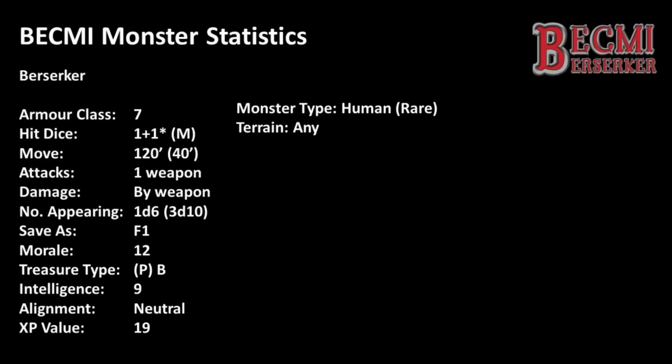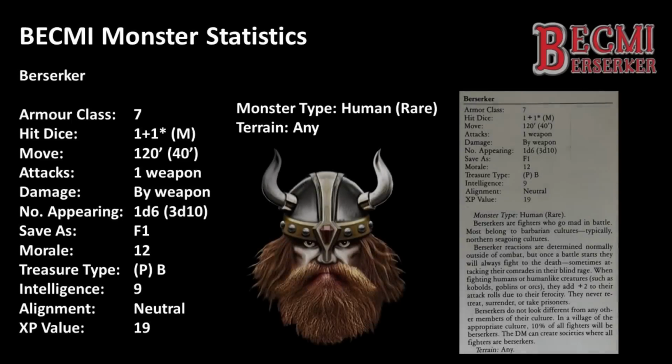So that's a walkthrough of monster stats. Let's just show you how it looks in the Rules Cyclopedia so that you can see the information in context with the creature's description. There you go, the BECMI Berserker. I still take personal exception to that intelligence score though.